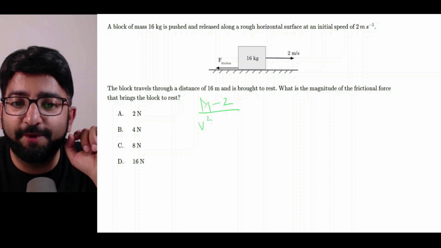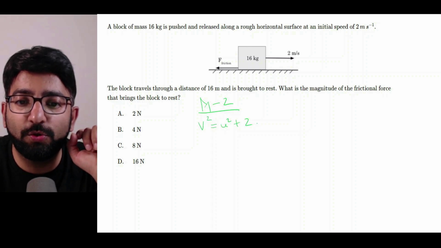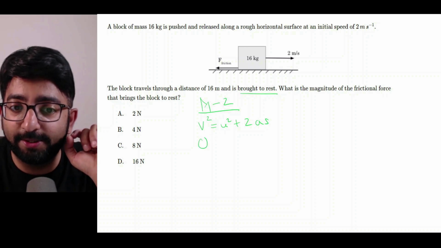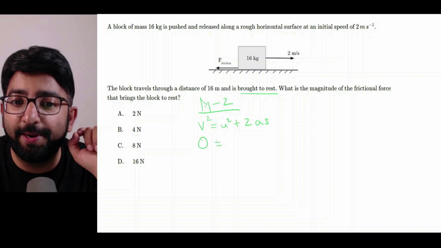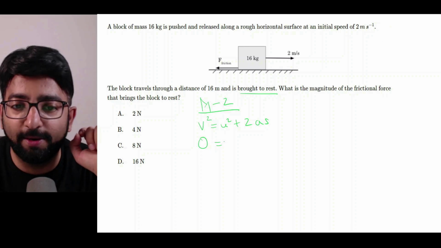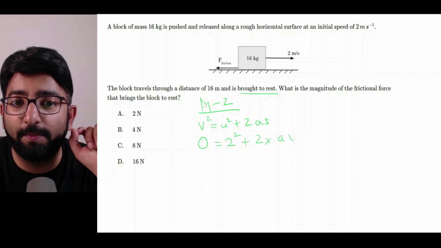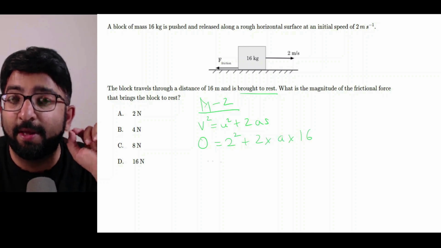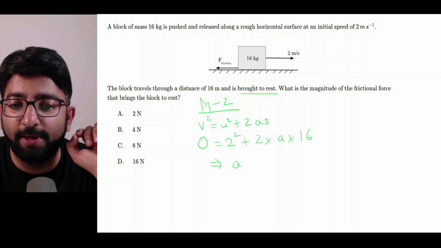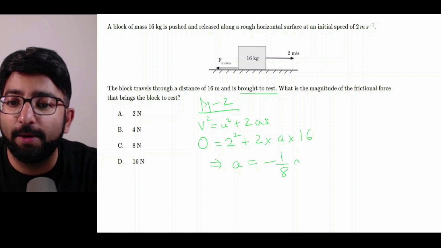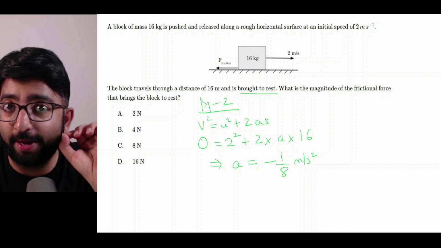All right, let's solve this question using the Stewart equation, method number two. So the equation is v square is equal to u square plus 2as. Final speed is 0 because the object comes to rest. Initial speed is given to us as 2 meters per second. So we will write 2 square plus 2 times the acceleration multiplied by distance, which is 16. Now, if we simplify this expression, we will get the acceleration as negative 1 upon 8 meter per second square. So this is the value of acceleration.